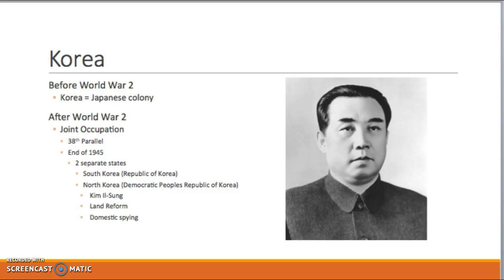In the north, Kim Il-sung was at the center of the government. Kim had been a guerrilla fighter, fighting the Japanese during their occupation of Korea. One of his new government's first acts was land reform. Like China, the landlords in North Korea lost their lands, which were given to poor peasants. The government also took over all industry. The government also from the start engaged in domestic spying. In other words, a secret police force was created to keep an eye on the people of North Korea. That's going to be something that will continue to plague North Korea to this day.